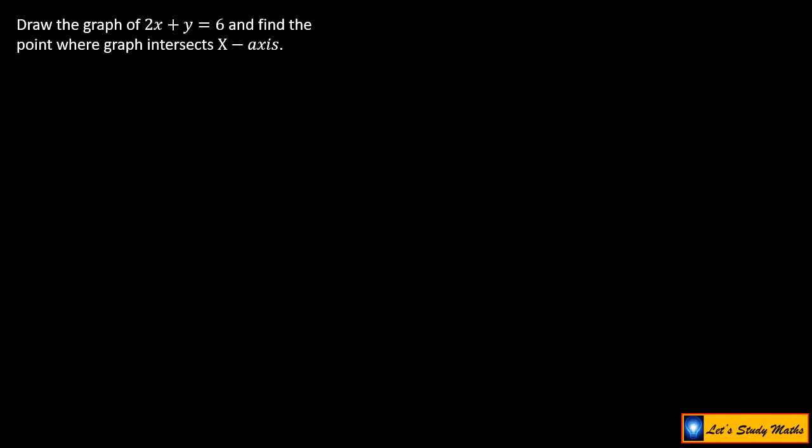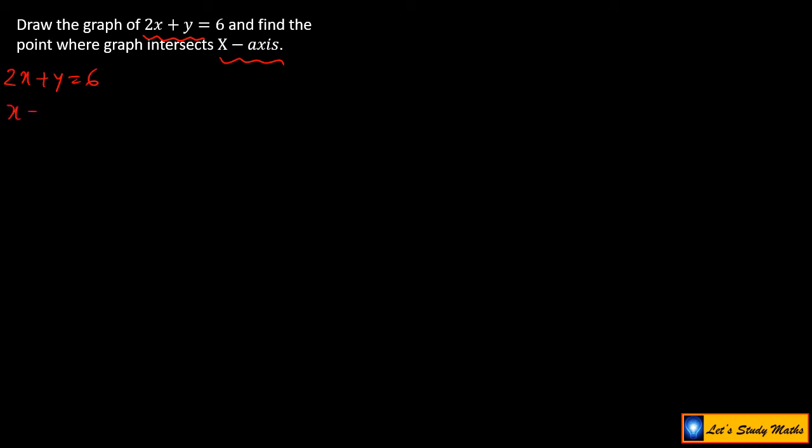Here we have the question. Draw the graph of 2x plus y is equal to 6 and find the point where the graph intersects the x-axis. We need to find the solutions of the equation first, then plot them on the graph. Once you plot, we'll get a straight line, and the point where that line intersects the x-axis we need to write here. We'll consider the equation first: 2x plus y is equal to 6.